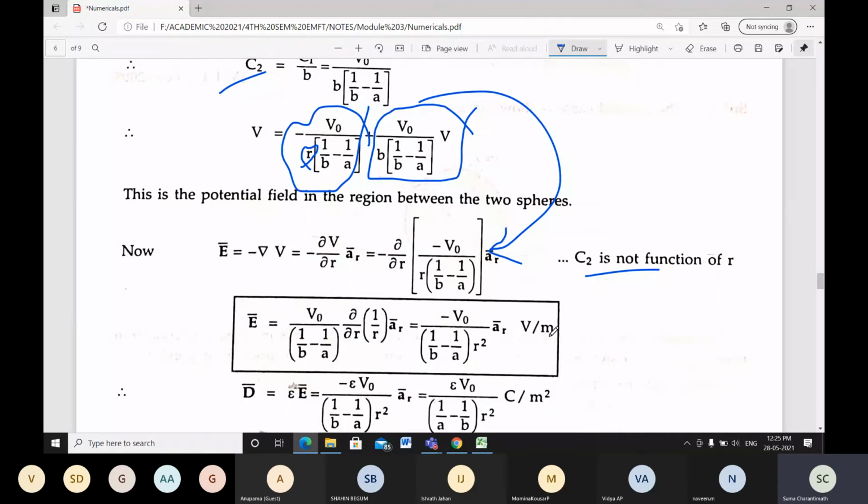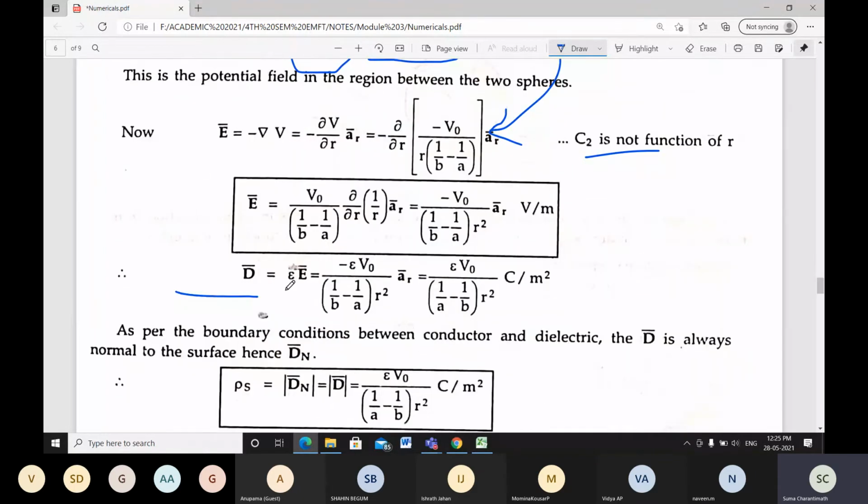Then about our electric flux density, that is D is going to be epsilon into E naught. E, that is nothing but minus epsilon V naught divided by 1 by B minus 1 by A into R square a_R. Here this minus sign is just replaced: instead of writing 1 by B minus 1 by A, it is written as 1 by A minus 1 by B into minus. Minus of minus is going to be plus. So it will be coulombs per meter square.